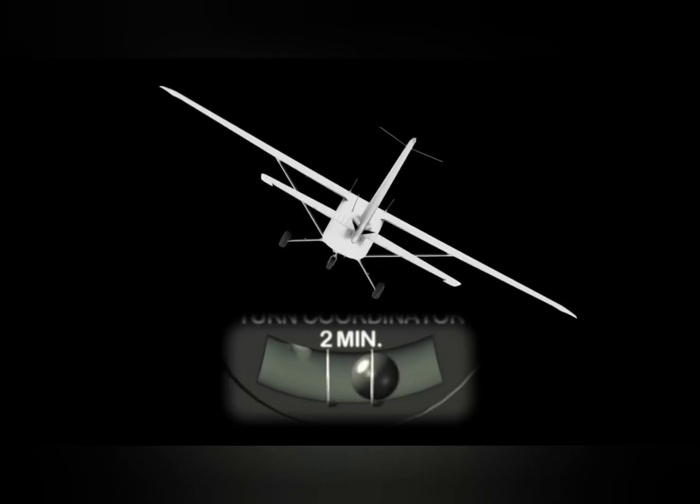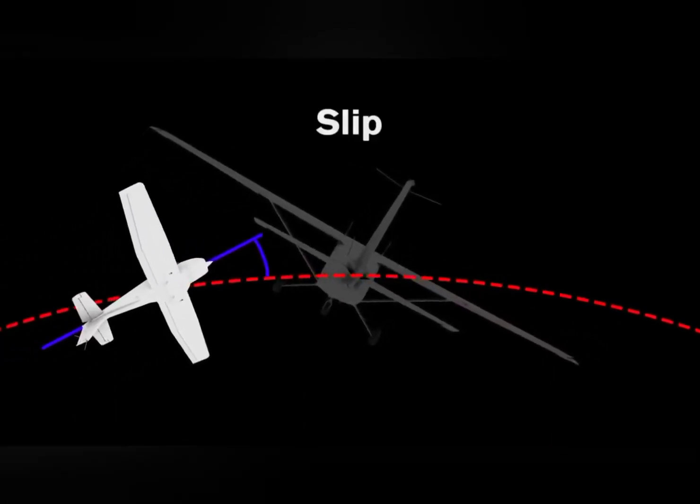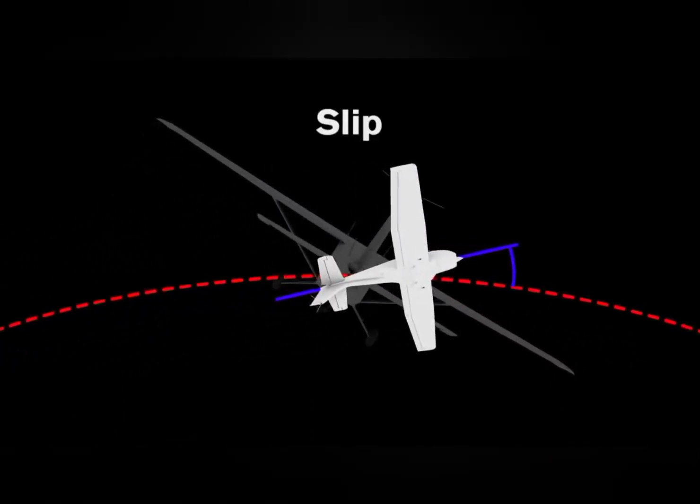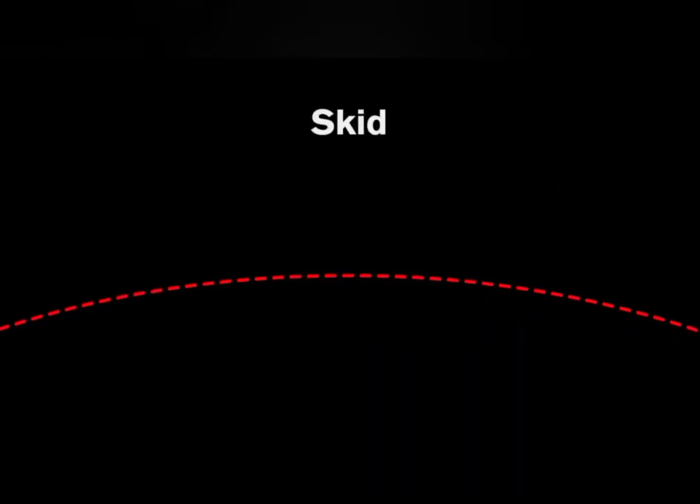The slip-skid indicator, the inclinometer. The inclinometer is a black ball situated below the rate of turn indicator. This ball is suspended in a liquid that allows it to roll right, left, or remain in the middle of the tube, depending on the aircraft's slip-skid balance condition.